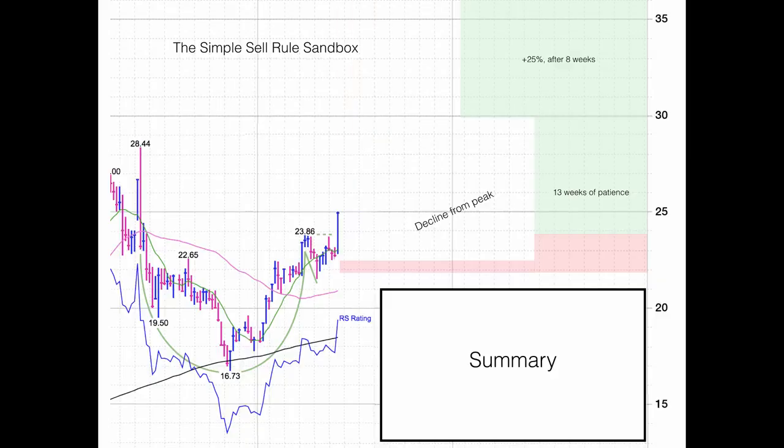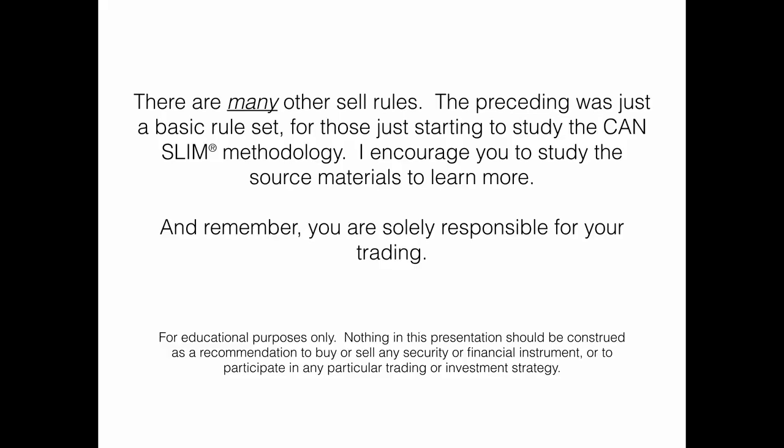Okay, so here we go. This is your simple sell rule sandbox. This is what, if your stock moves according to your hopes, that's what it looks like. When your stock crosses any of those boundaries, you're going to take action. Okay? Many other sell rules. The preceding was just a basic rule set for those just starting out studying the CANSLIM methodology. I encourage you to study the source materials to learn more. Okay? Read How to Make Money in Stocks.